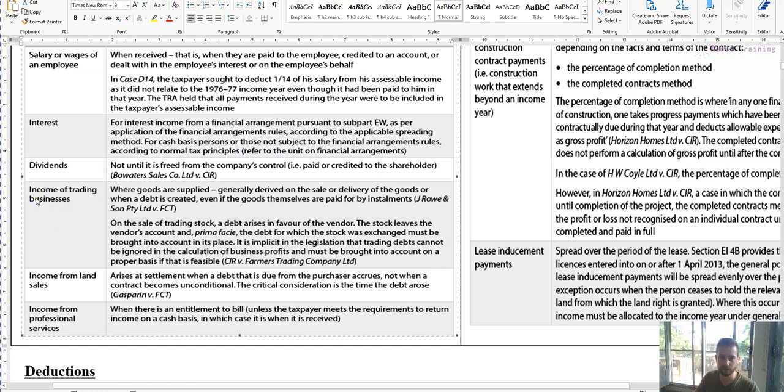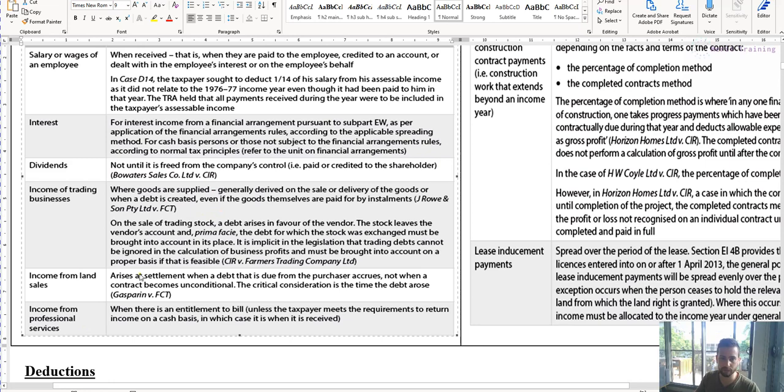For trading businesses, for income of those trading businesses, it's where goods are supplied, so generally on the sale or delivery of the goods. Or on the sale of trading stock, a debt arises in favor of the vendor. The stock leaves the vendor's account, and the debt for which the stock was exchanged must be brought into account. It's just this point here, so where goods are supplied, and it's the sale or delivery of the goods, or when a debt is created. So generally, it's just when you issue an invoice, right? Because when you issue an invoice, there is now an obligation for you to provide that, and a debt is created to you because as soon as you issue the invoice, they owe you money.